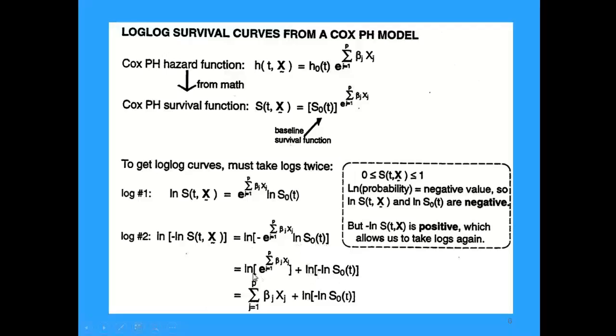What about this, the log of e to the sum beta j xj? Well, the log of e squared is what? 2. So the log of e to the power of whatever is just the exponent. So that's the expression I've got. If I take the logs twice, this is what I get. I don't know if you're with me on this.